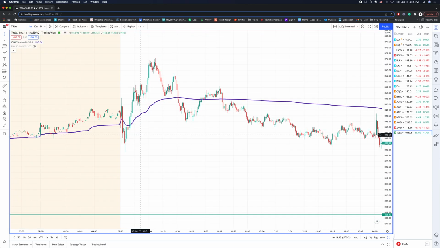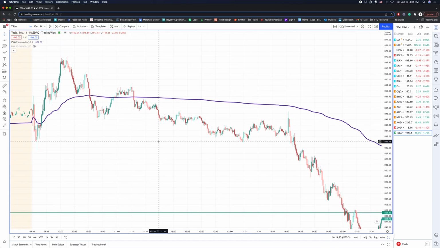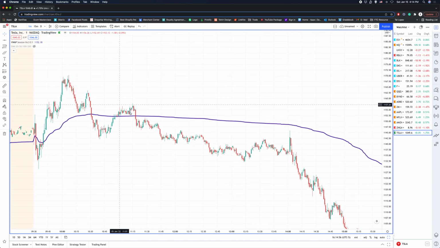All right, what happened here? 9:50, 10 o'clock. Nothing happening, but nice little VWAP break. We've gotten a little bit of money here. If you miss it, let it go. Once again, you miss it, leave it alone. You don't want to go chasing.